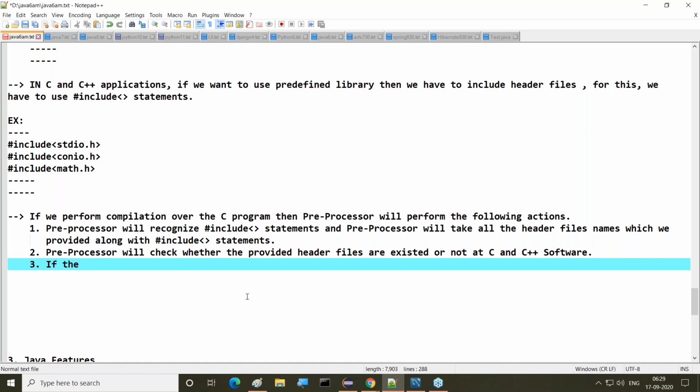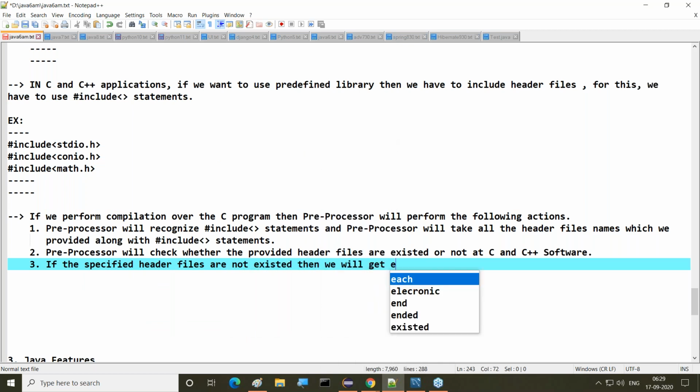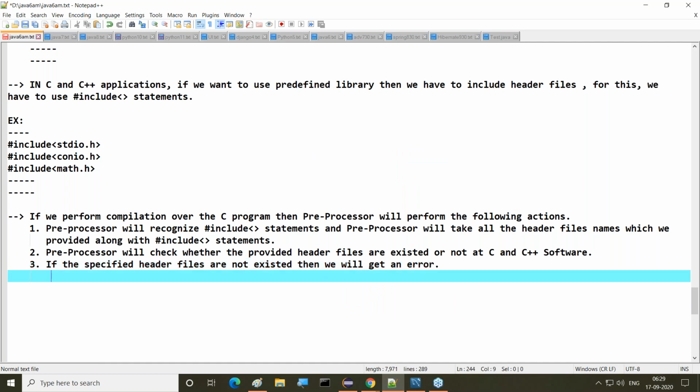If the specified header files do not exist, then we will get a compilation error. The error says the specified predefined library, the specified header files do not exist. Like this, we get some error message. If the specified header files do not exist, then we will get an error. Understand it?